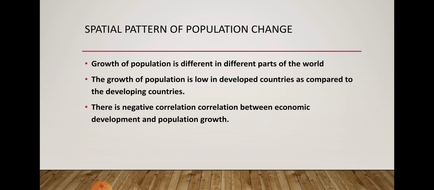Now, the spatial pattern of population change. The growth of population is different in different countries of the world. But statistics say that in low-development countries, the population growth rate is very high, whereas developed countries have less population growth. So we can always find a negative correlation between economic development and population growth. Negative correlation means the population growth is high if your economic development is less, but if you are economically more developed, your population growth rate will be low.